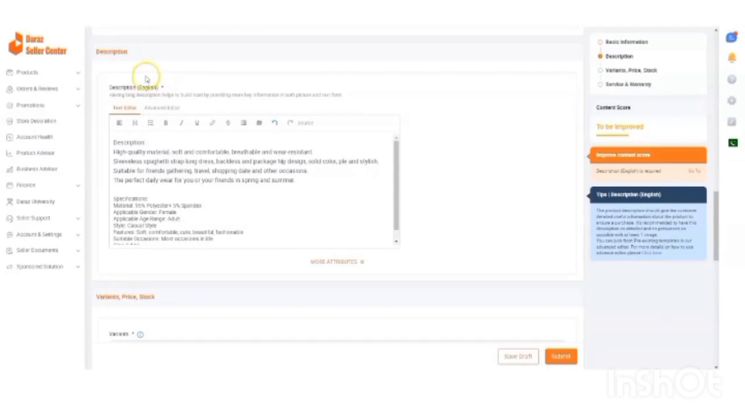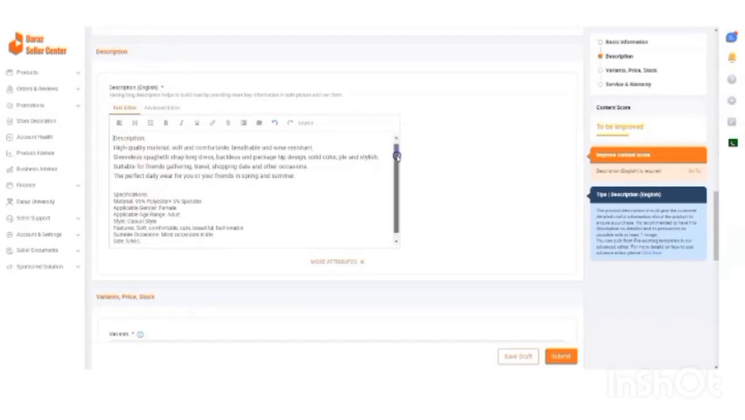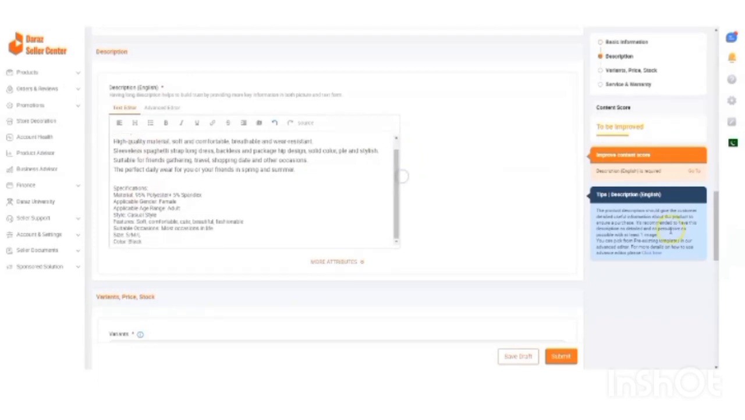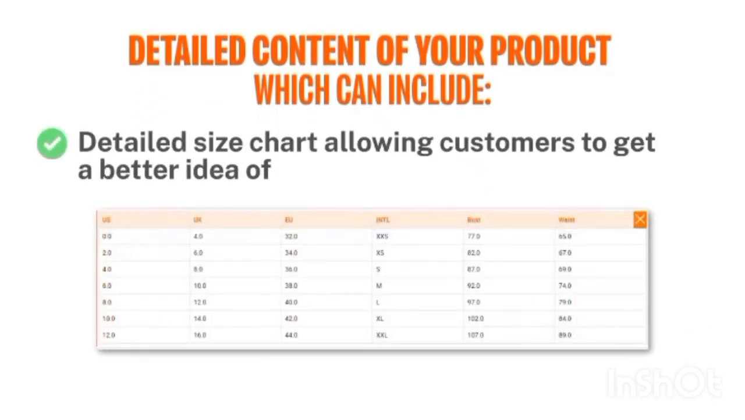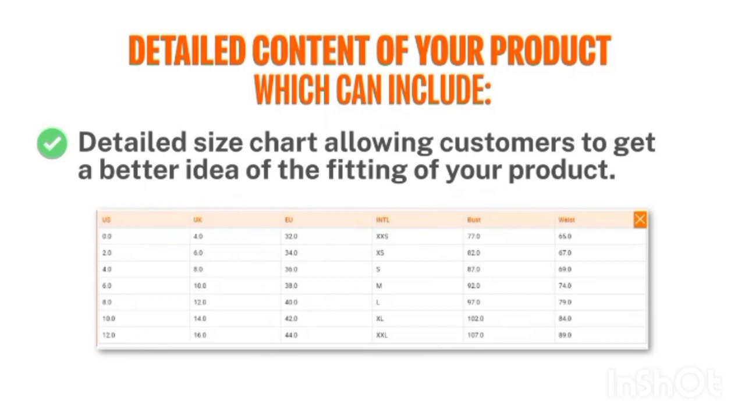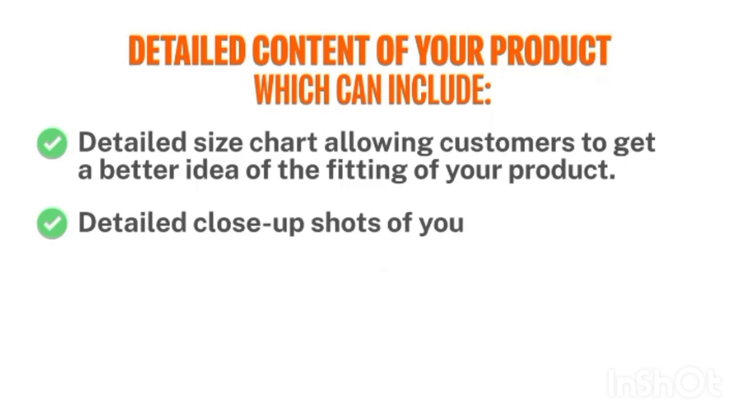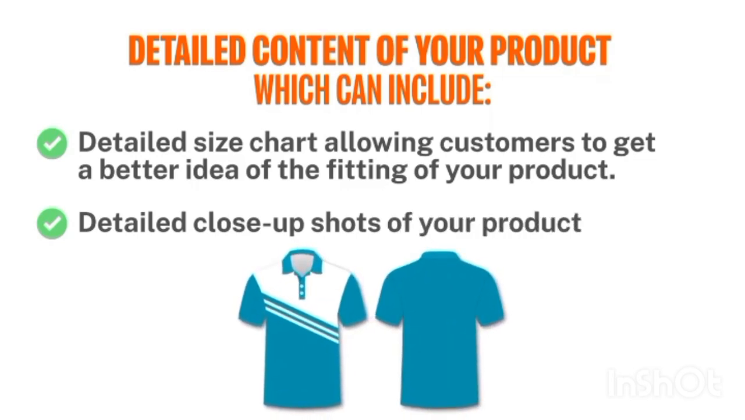Next we have the description. For product description, fill in the description and related content of your product. This is the part which will set you apart from your competitors, so you should add detailed content of your product, which can include detailed size chart, allowing customers to get a better idea of the fitting of your product. Detailed close-up shots of your product, which will highlight the excellence of stitching quality as well as showcase the quality of the material used in your polo shirt.